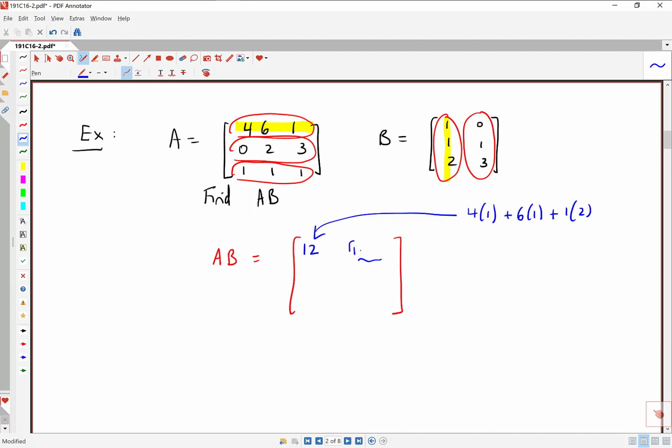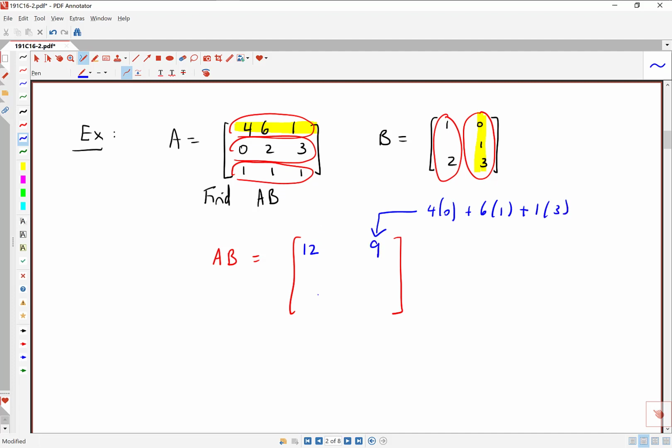So we're going to take row 1 of A and dot with column 2 of B. So let's fill in the details here. We're going to go 4 times 0 plus 6 times 1 plus 1 times 3. So that's going to give us 9.